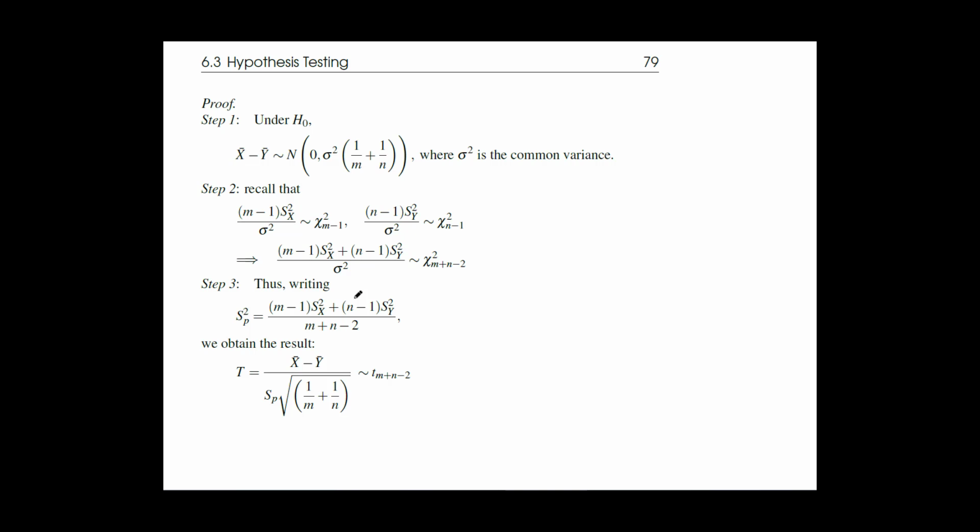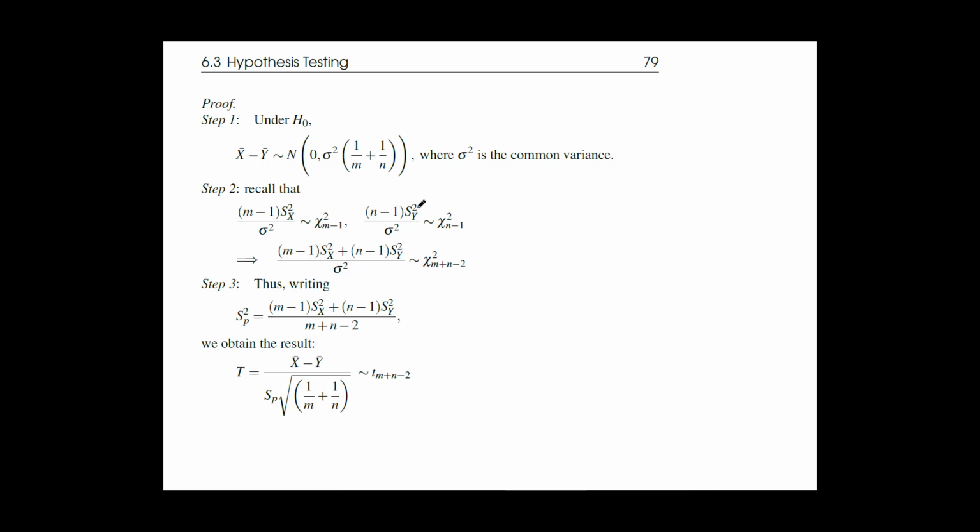So let's see. This is kind of a proof of why this approach works. First of all, we notice that x bar minus y bar is normally distributed with this variance. It'd be nice if you were able to see why. Please try it. This is the linear combination, etc.